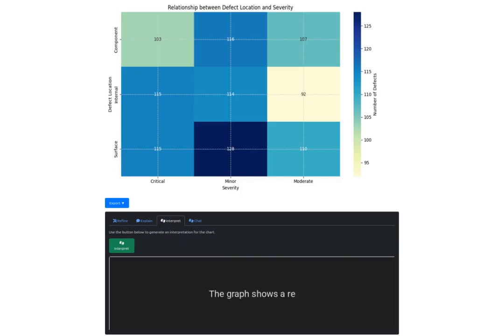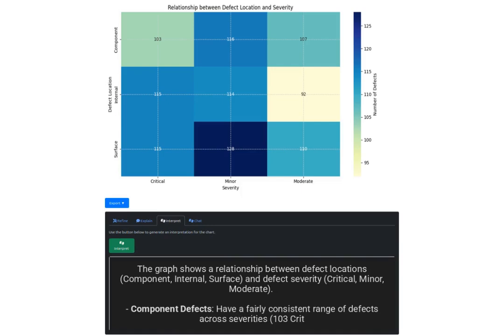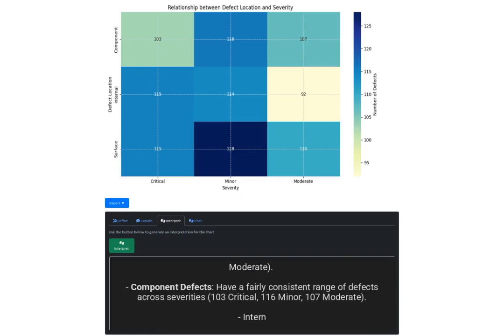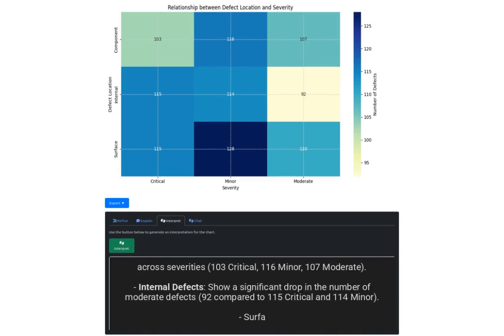The relationship between defect locations and severity shows that component defects are evenly distributed across severities. Internal defects significantly drop in moderate severity, while surface defects are predominantly minor. This indicates a dependency between where defects occur and their severity levels, as patterns differ by location.